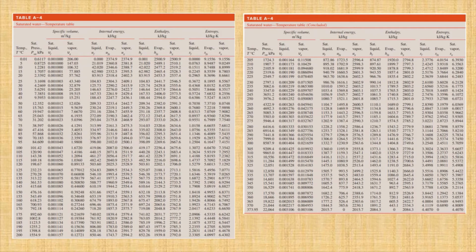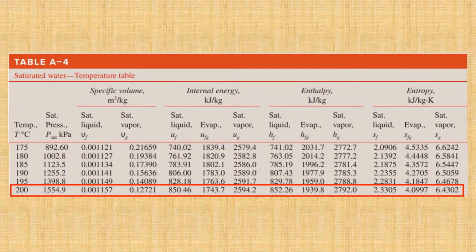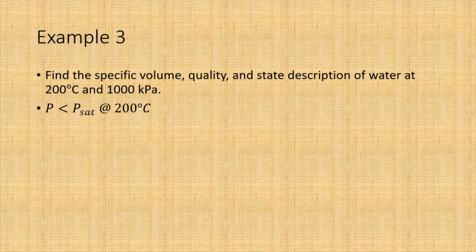We will need to zoom in on this portion of the temperature table because it contains the given temperature in the first column. The portion of the table looks like this. We first look across the row containing the given temperature. Since the other given property is pressure, we look under the saturation pressure column and find that the given pressure of 1000 kilopascals is lower than the saturation pressure corresponding to 200 degrees Celsius. This means that our state description is superheated vapor.